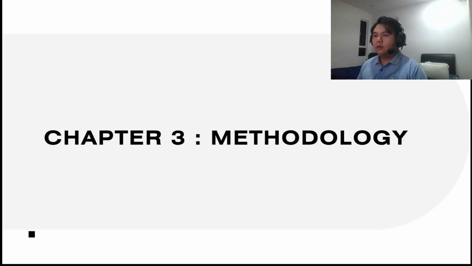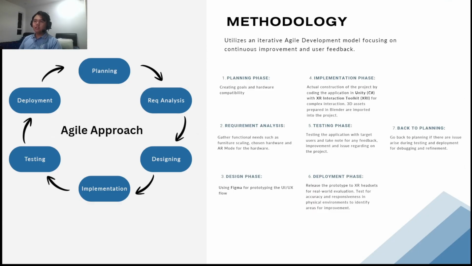And lastly, I will present the last section of this presentation, which is Chapter 3, Methodology. As per our discussion earlier in Chapter 1 for the brief methodology, we are using an agile approach, focusing on continuous improvement and user feedback. The first one is the planning phase, creating goals and hardware compatibility. Second, requirement analysis, gathering functional needs such as furniture scaling, chosen hardware, and AR mode for the hardware. Third, the design phase. We will use Figma for prototyping and UI/UX flow.